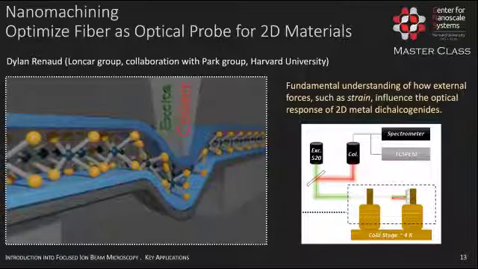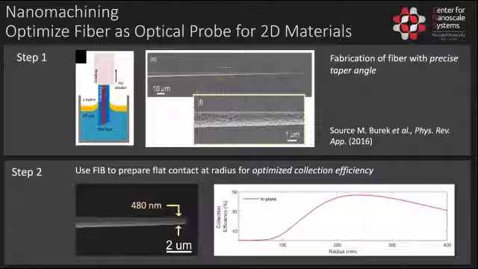Dylan Renaud in the Longa group is interested in how external forces like strain influence the optical response of 2D materials. For that purpose, he's using an optical fiber to both actuate the mechanical strain and use it for the optical data collection. The method is based on two steps.